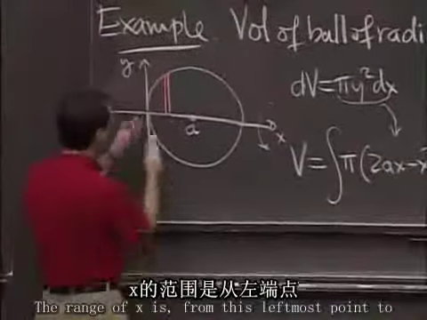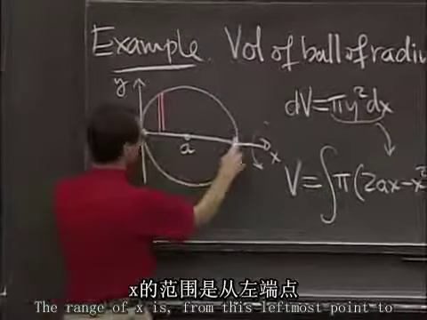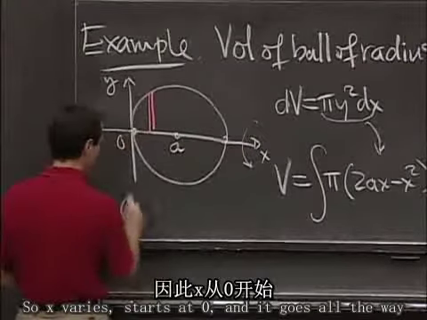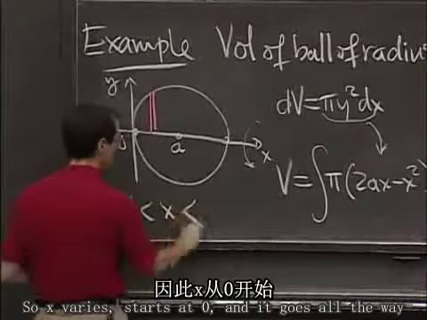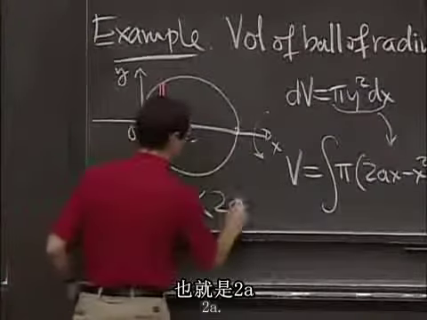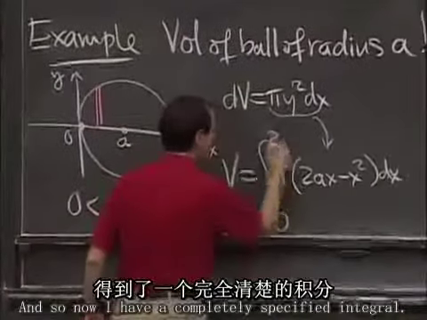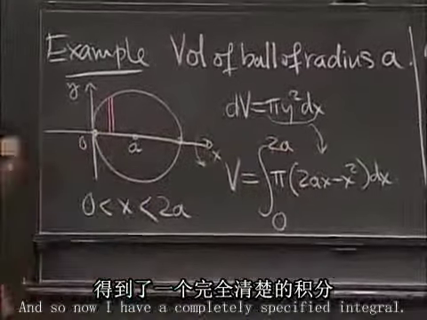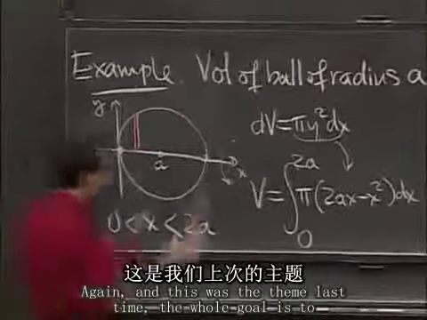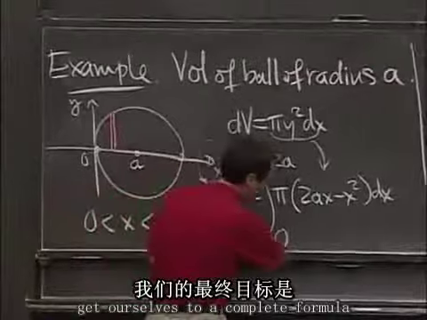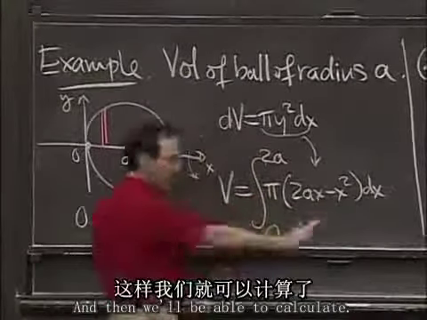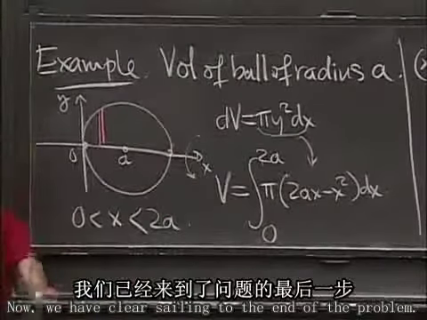The range of x is from this leftmost point to the rightmost point. So x starts at 0, and it goes all the way up to what's the top value here? 2a. And so now I have a completely specified integral. Again, and this was the theme last time, the whole goal is to get ourselves to a complete formula for something with an integrand and limits, and then we'll be able to calculate. Now we have clear sailing to the end of the problem.